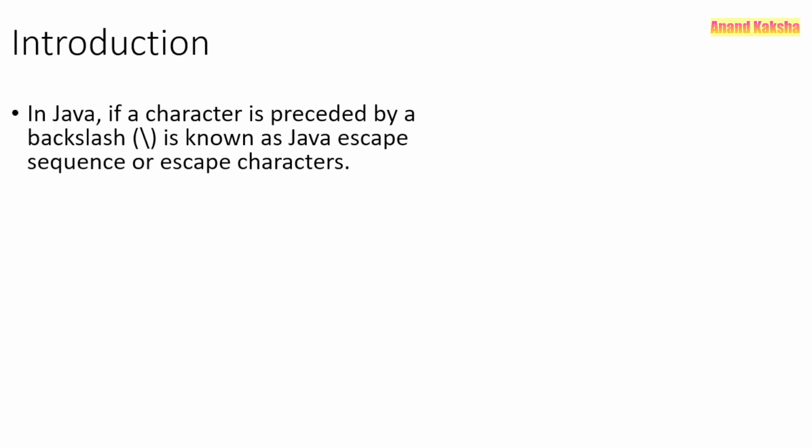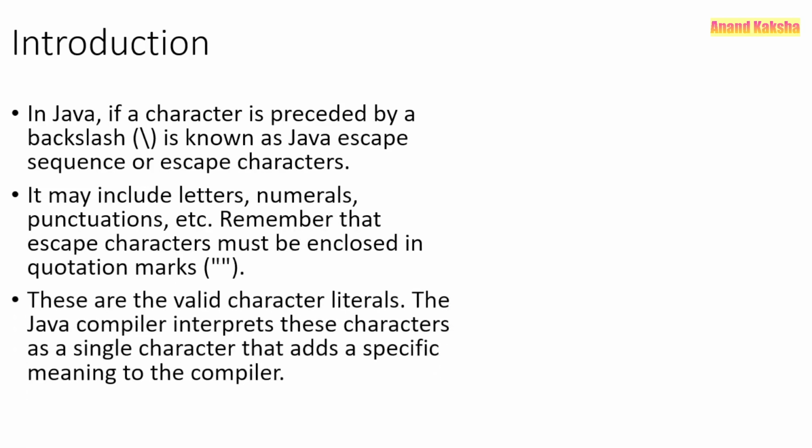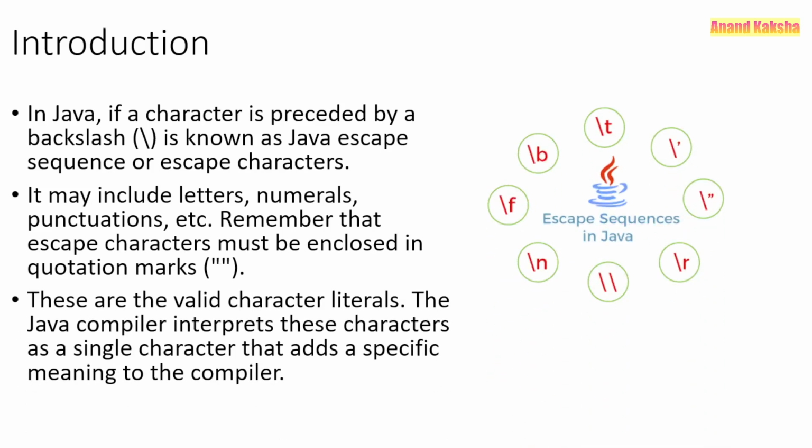जैसे कि स्लैश n हो गया, स्लैश t हो गया, slash n for the new line and slash t for the new tab space. And for the double quote, we usually write slash and double quote. And so these are the valid characters. So the Java compiler interprets these characters as single characters that have a specific meaning to the compiler.